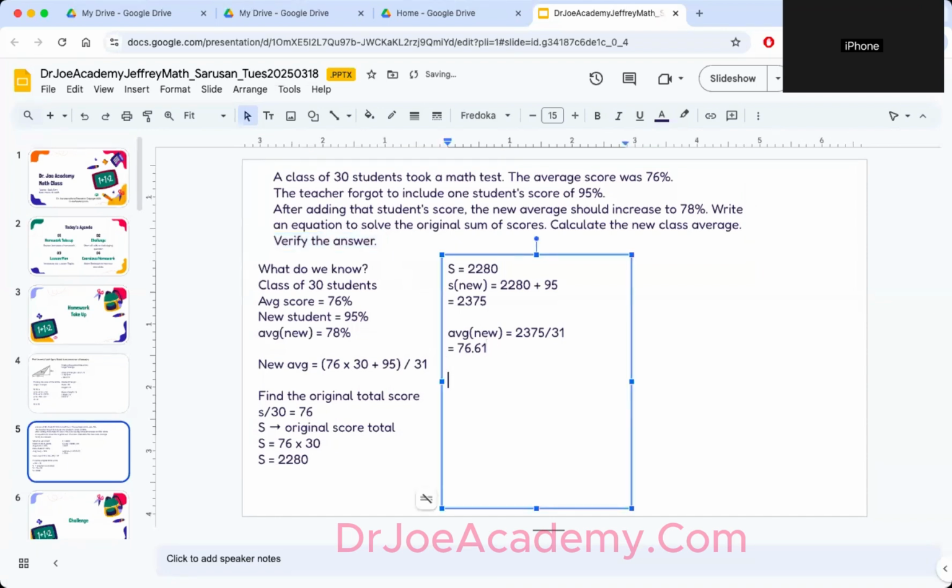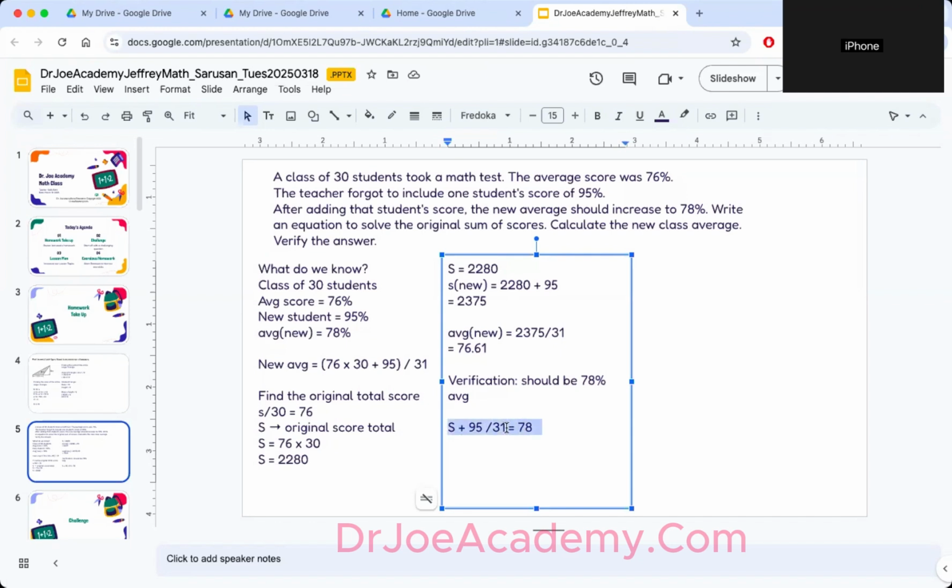Let's write this part down, the verification step. So we should be at a 78% average, meaning we can work backwards from that. So we can say the same formula here. We have our total score divided by our total number of students, or actually that should be 31. That should equal 78. And I forgot to include this, the new student. The new student score is added with our total score, divided by the total number of students, should equal 78.